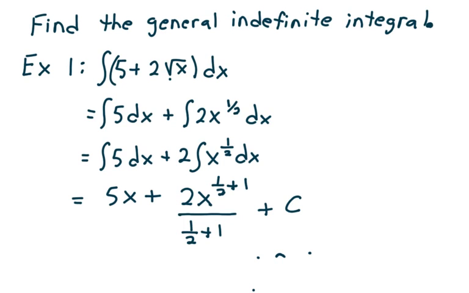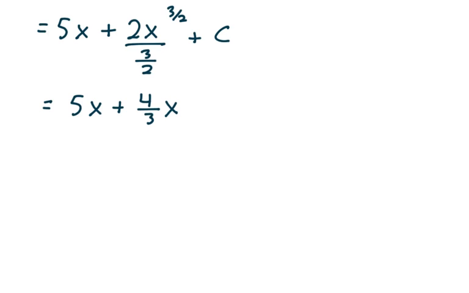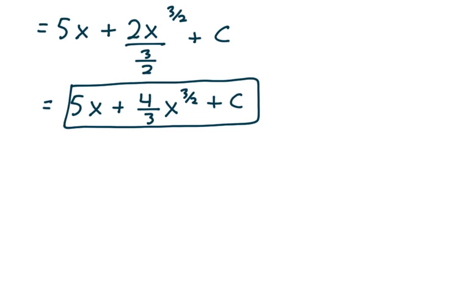So over here, we get 5x plus 2x to the 3/2 over 3/2 plus c. And so the answer is 5x plus 4/3 x to the 3/2 plus c. These take a lot of practice, and they do take getting used to. Okay, but that's the answer to the first one.